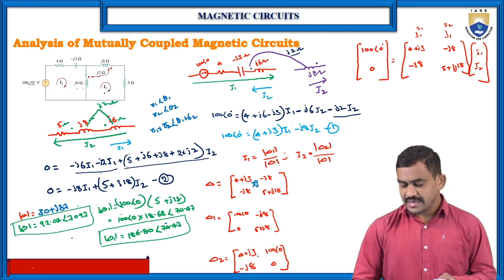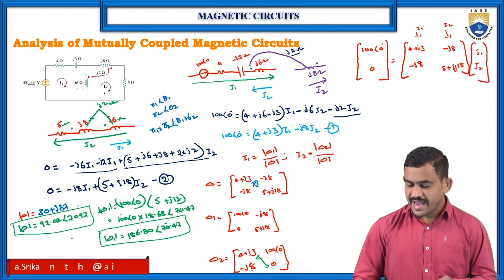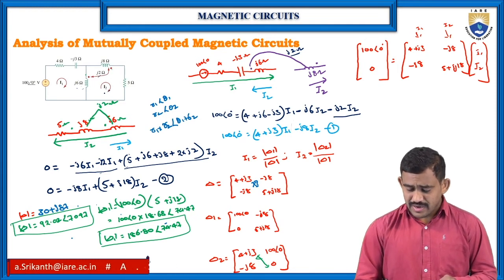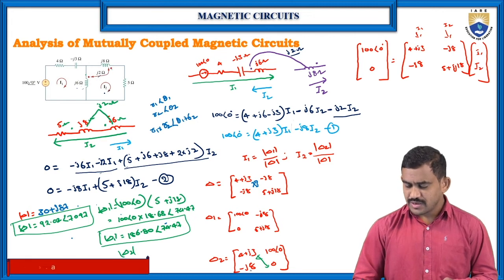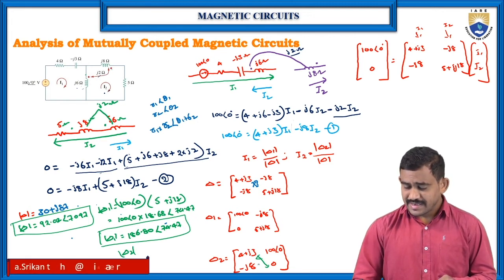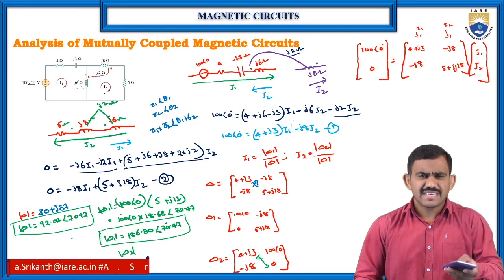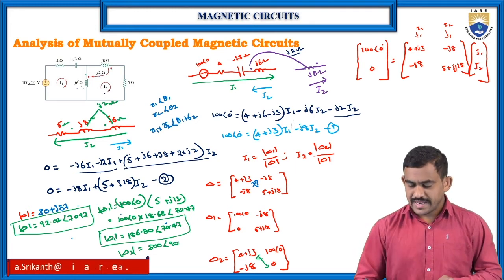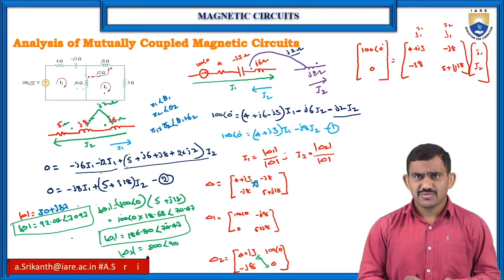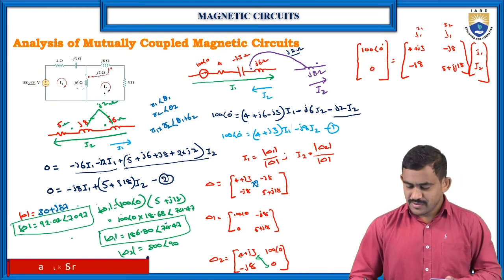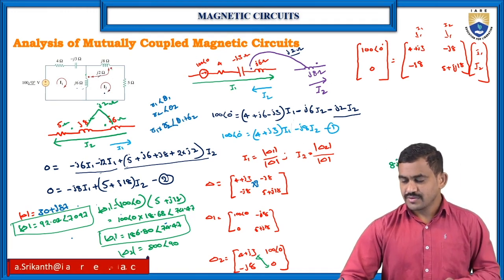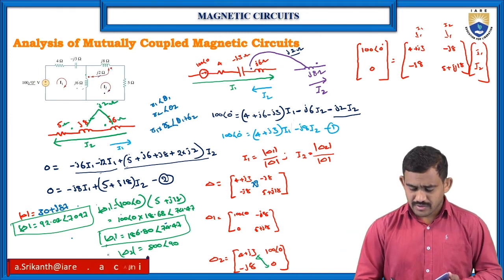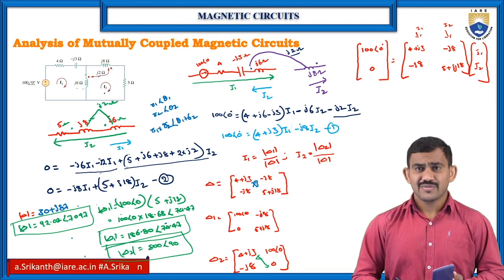Coming to delta 2, again it's 0. So you can write directly the del of delta 2 value. Since it's 0, minus will get plus value, so plus 800, and j means we get the 90. So 800 angle with 90. For 8j you can write 8 angle with 90, otherwise you can convert those values into polar form. Clear?